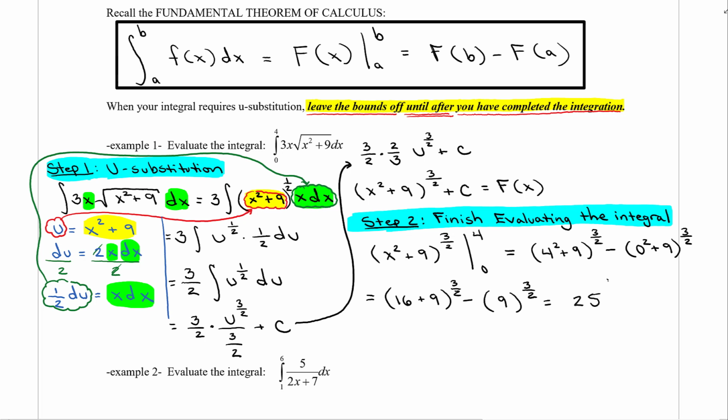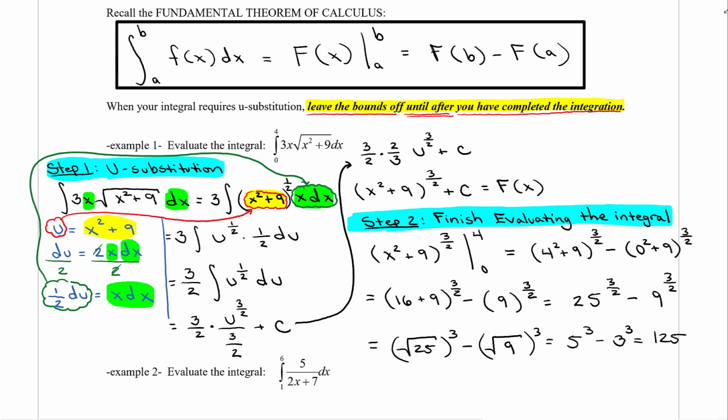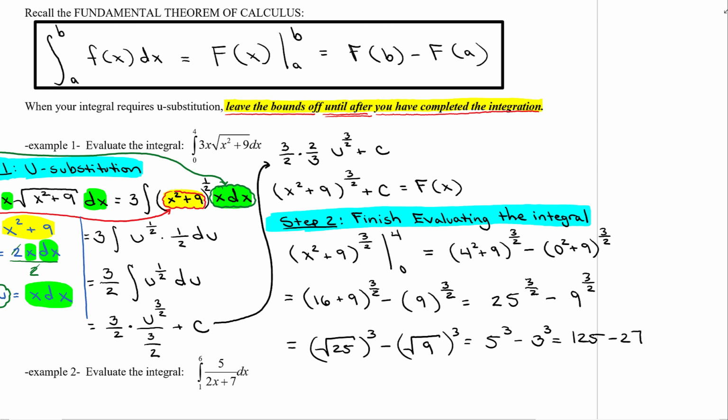equals 25^(3/2) minus 9^(3/2), which is equal to the square root of 25 raised to the 3rd power minus the square root of 9 raised to the 3rd power, which is equal to 5 cubed minus 3 cubed, which is 125 minus 27, which is going to be equal to 98. And we're going to box in that final answer.